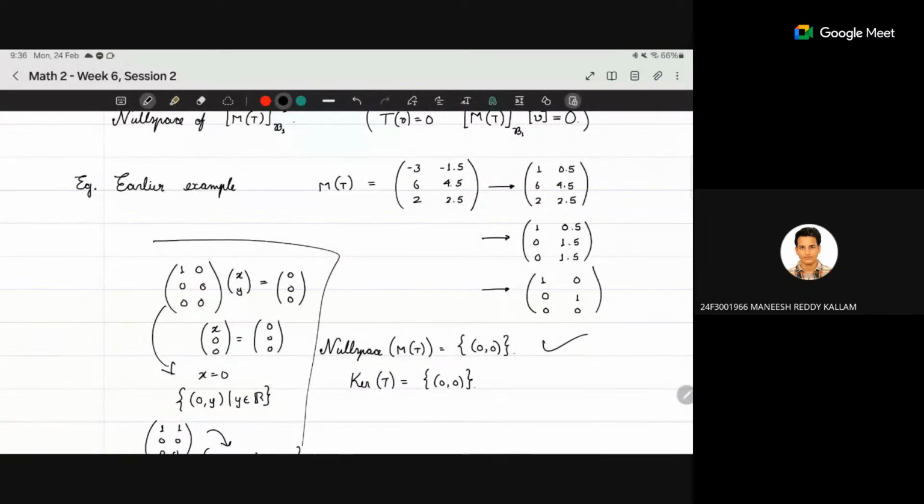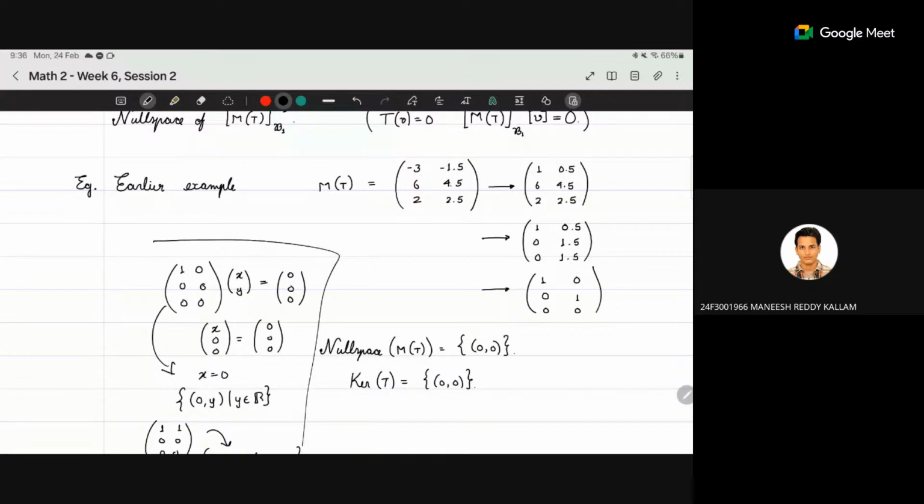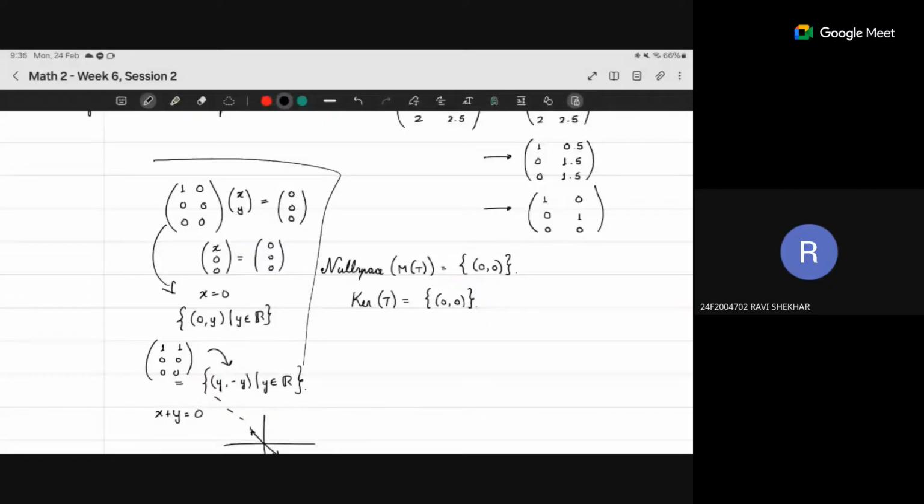In this case, the null space is just the single element set 0, 0. So the kernel is just 0, 0. So the dimension of the kernel is equal to the nullity of the matrix. Do you see this? Yes. So what is the nullity of a matrix? It is the number of independent variables. And whatever number of independent variables you have, that many representatives you will have for the basis of the kernel.